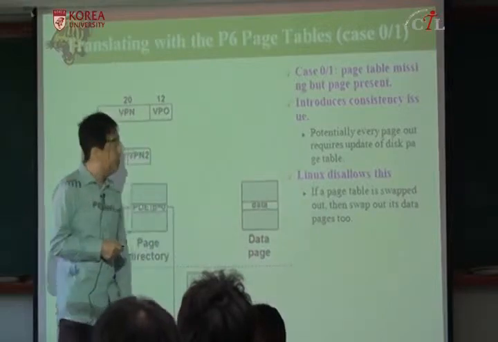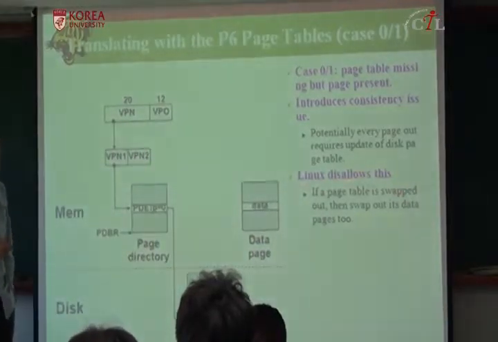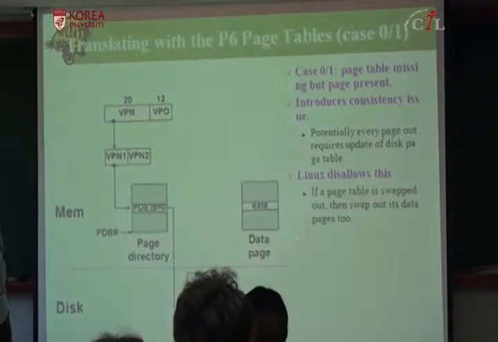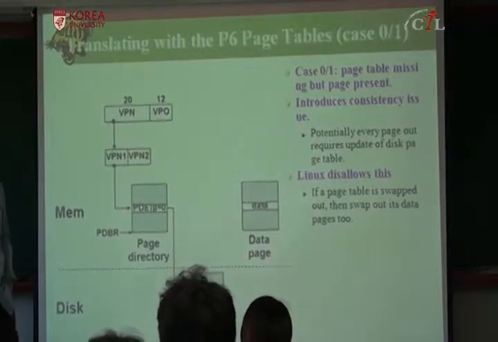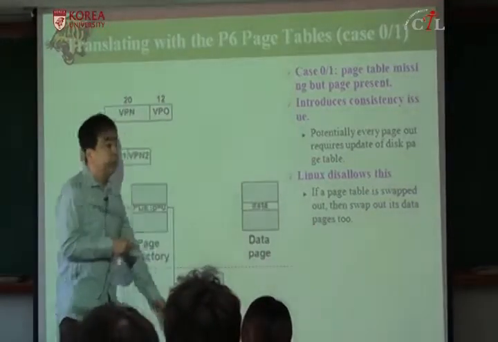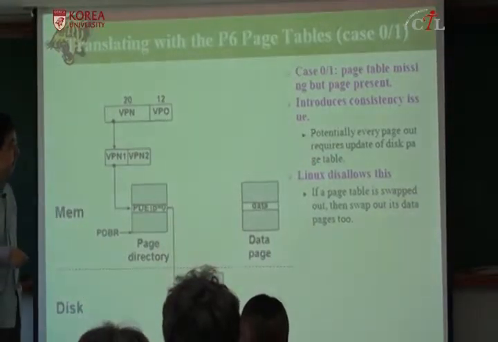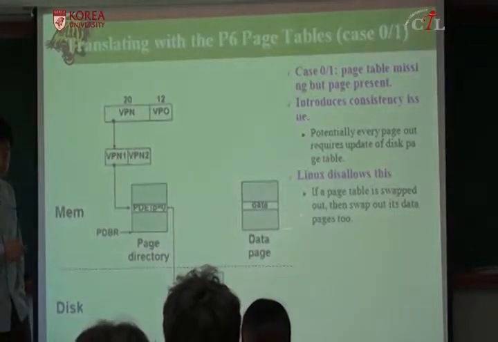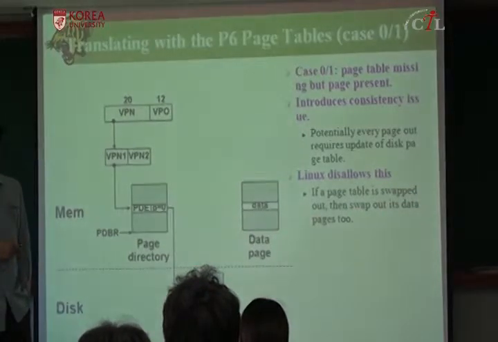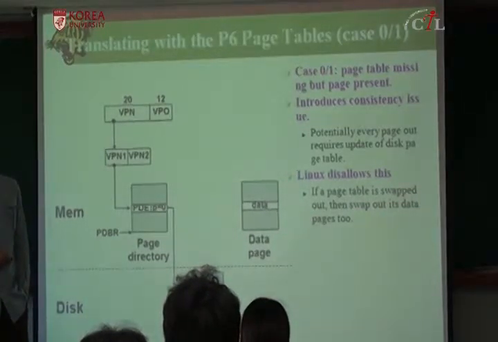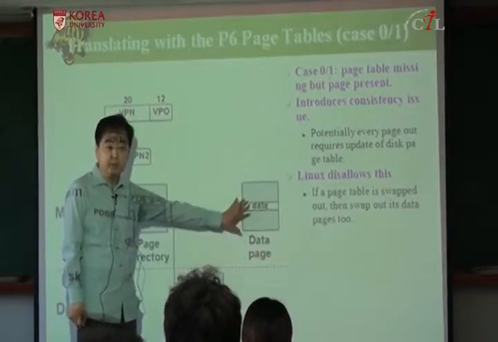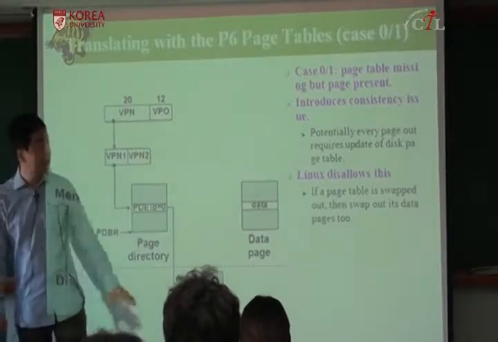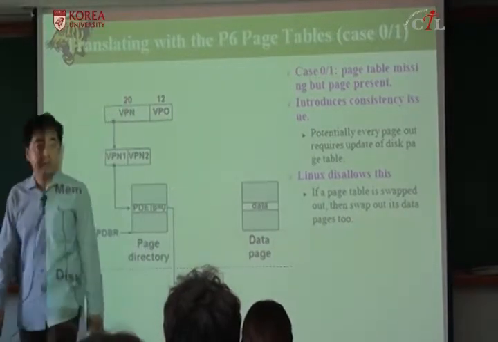Okay? So in Linux or Unix, they disallow this situation. If a page table is swapped out, which means you don't have translation information, you also swap out the data. Swap out means you move it to disk space. Whenever the page table is not present, you also swap out the data or instruction page. So the translation information always has precedence or priority over the actual instruction or data page, because the page is useless without the translation information.